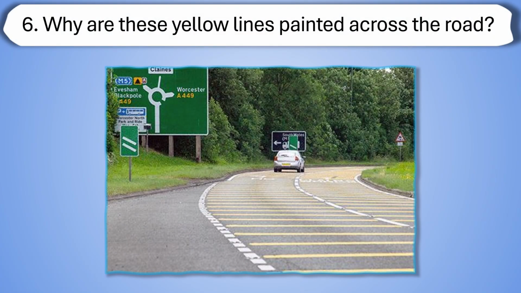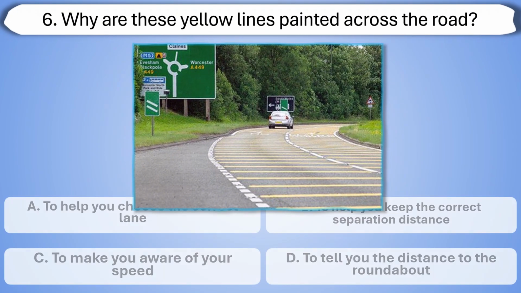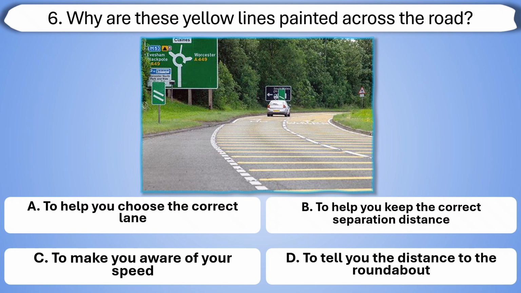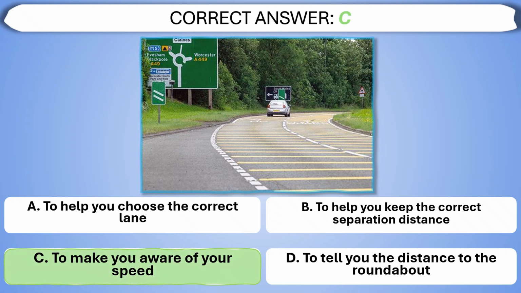6. Why are these yellow lines painted across the road? A. To help you choose the correct lane. B. To help you keep the correct separation distance. C. To make you aware of your speed. Or D. To tell you the distance to the roundabout. The correct answer is C. To make you aware of your speed.